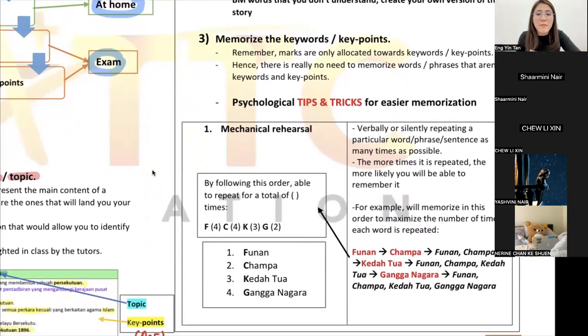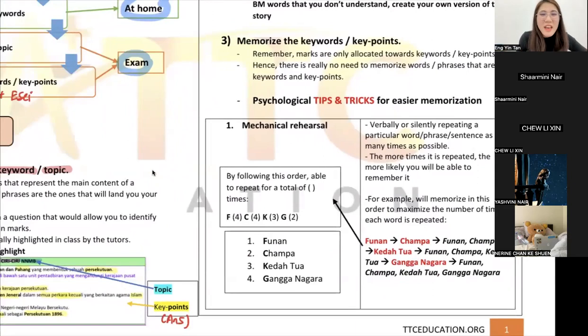Now, the memorization part here, a lot of students ask me, teacher, how? I will say this one really depends on yourself. Different people, different styles. So this is just a brief thing, okay? It's a psychological way. We just did some research and then we share it with you. So number 1 is mechanical rehearsal.